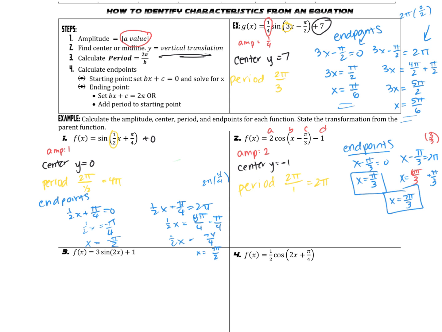So notationally, you can just write that the amplitude is 2. Center has to be written as the equation of a horizontal line. Y equals that vertical translation. Y equals 0. Y equals negative 1. The period, you can just write period and then write what the length of the period is. Endpoints, you can just write as the x values that you find when you set the inside portion of your function equal to 0 and the inside portion of your function equal to 2 pi.